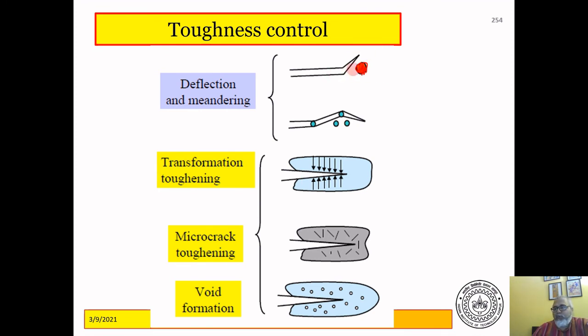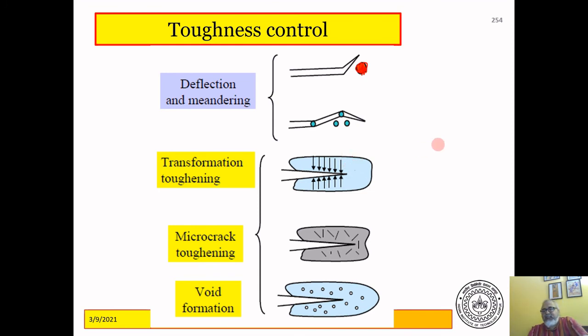So a mode 1 crack will necessarily have to take a circuitous path in order to propagate. So the more crack length you have, the more crack area you need to generate in order to propagate the crack, the more will be your GC. So this is one way of increasing your GC. The other way of increasing your GC is known as transformation toughening.